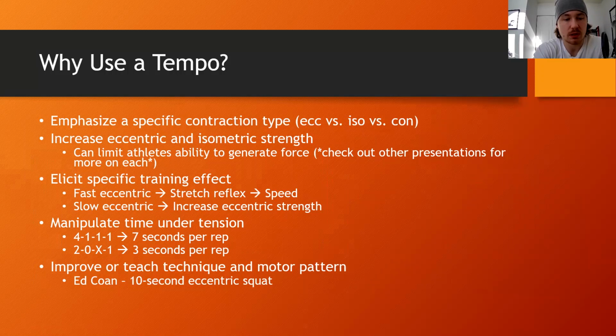And then finally, tempo is a great way to improve and teach technique and motor patterns. I remember hearing, I believe it was on the Squat University podcast, Ed Cohen was a guest on it. He talked about using a 10-second eccentric squat, essentially lowering into the bottom position of the squat within 10 seconds to improve his technique. He would consciously think about every part of his body, how his feet were positioned, how his knees were tracking, what his chest position was like. By slowing down the movement, he was able to consciously ingrain and improve his technique.